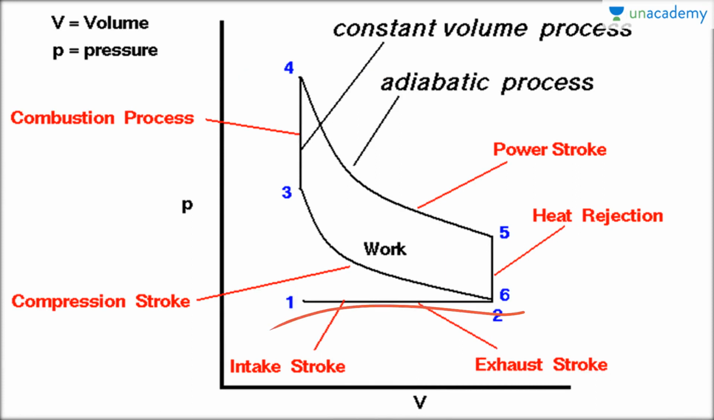So this is how the PV diagram goes. You can see the adiabatic and constant volume processes and all. That's actually a good PV diagram. It actually labels everything.